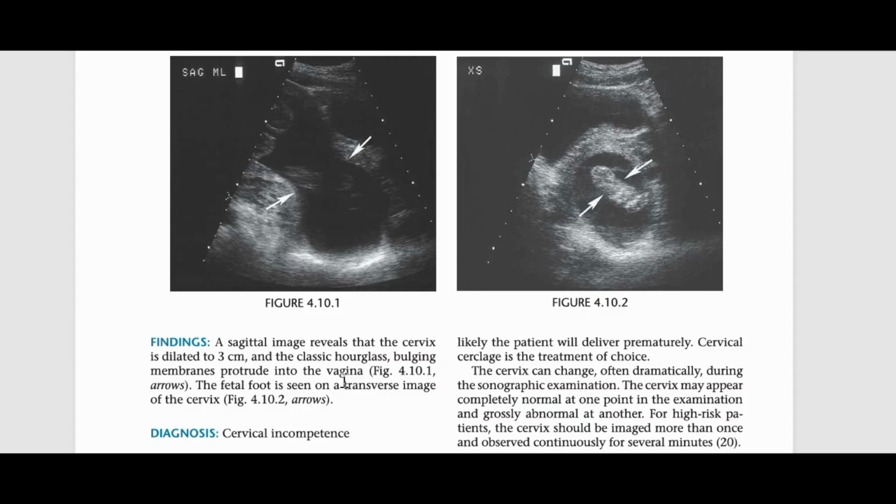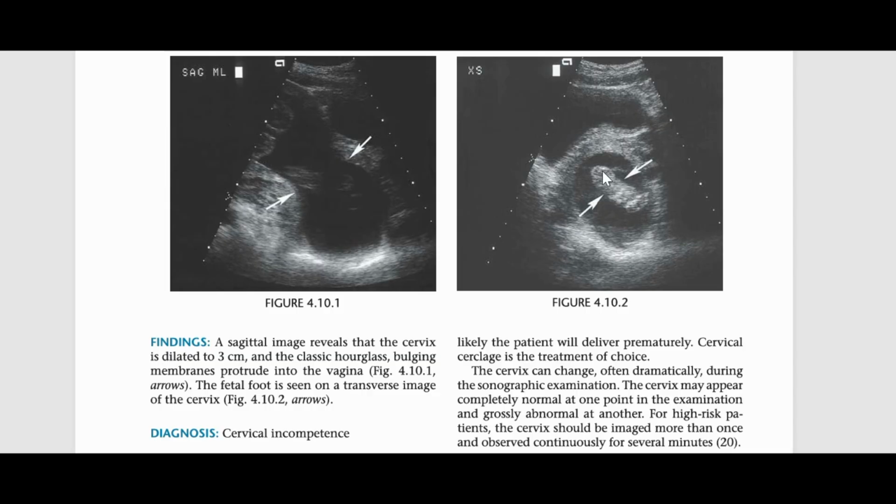Also, bulging membranes protruding into the vagina. Okay, so bulging membranes are seen protruding through the dilated cervix into the vagina. The fetal foot is seen on the transverse image of the cervix. Can you see the fetal foot here?